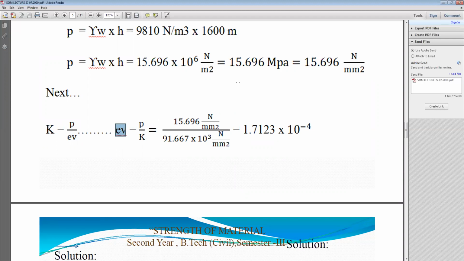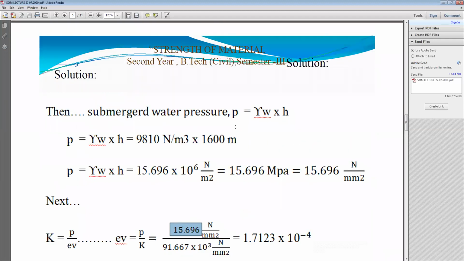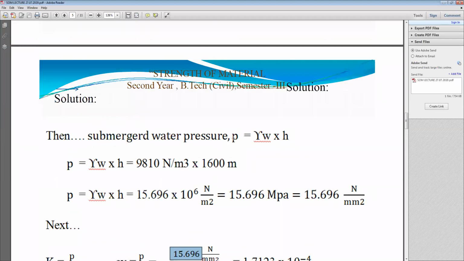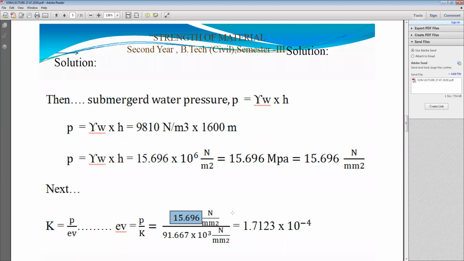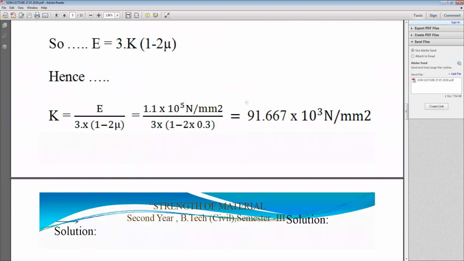So what is P in terms of Newton per m square? 15696 divided by K. What is the value of K? 91.66 into 10 to 6 Newton per mm square. You have to keep in mind that you should consider the same unit, whether it is Newton per meter square, kilonewton per meter square or Newton per mm square.